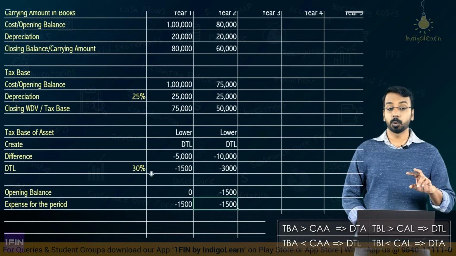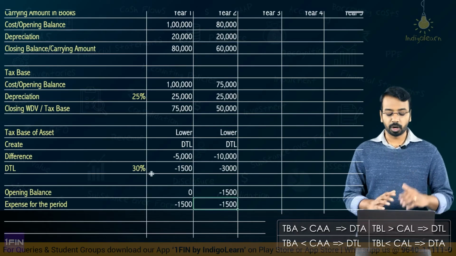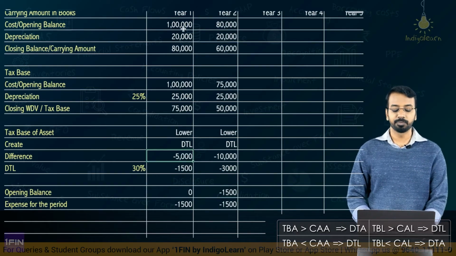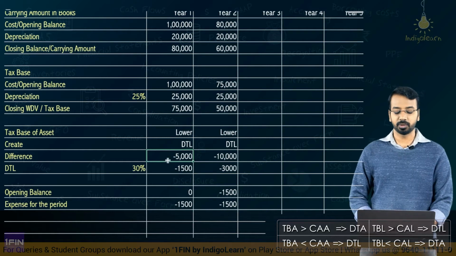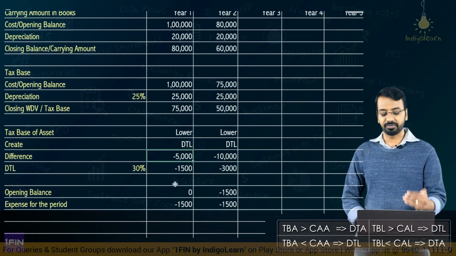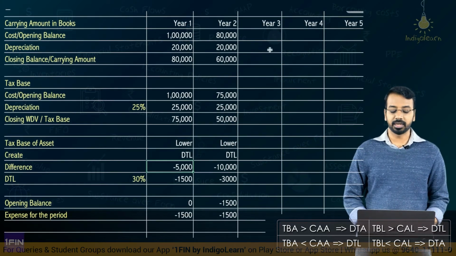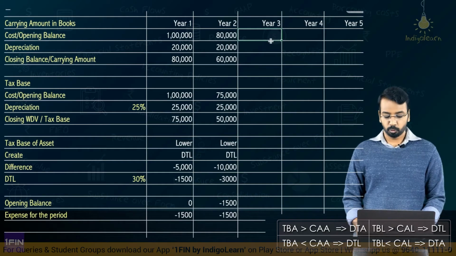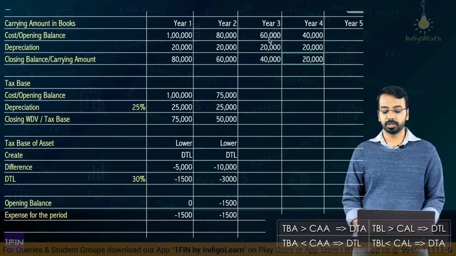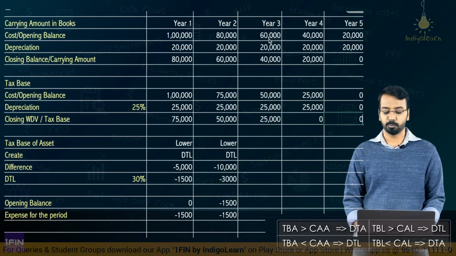Okay. Now, if you want to ignore the signs, what you can do is 80 minus 75, then you get 5000 of positive difference and 1500 and 1500. Okay. Then year 3, opening balance 60, depreciation 20, 40. Year 4, 40, 20, 20. Year 5, 20, 20, 0. For tax, 50, 25, 25, 25 minus 25, 0. 0, 0, and 0. Okay.